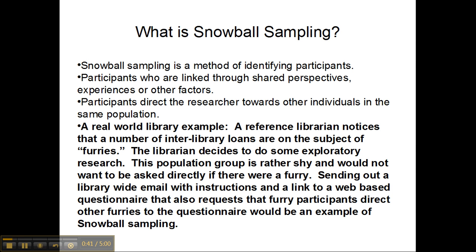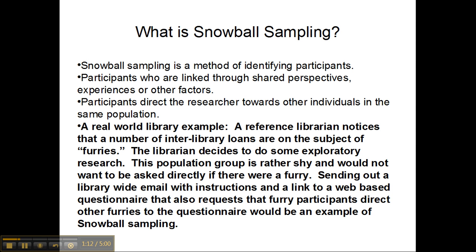A real-world library example would be a reference librarian noticing that a number of interlibrary loans are coming in on the subject of furries. The librarian decides to do some exploratory research because they might want to include a section, maybe a new club. There are a lot of open opportunities, but it's a good idea to gauge the interest level. This population group, though, is rather shy and it's not something you would directly ask somebody, oh, are you a furry?